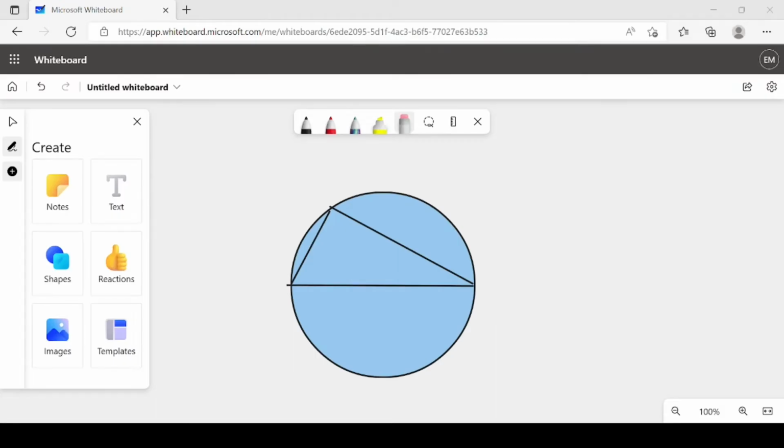Okay, so number 2. If we have a triangle here whose base touches the diameter and we label our angles A, B and C, B will always equal 90 degrees no matter where we put it on the triangle. It will always be equal to 90 degrees.